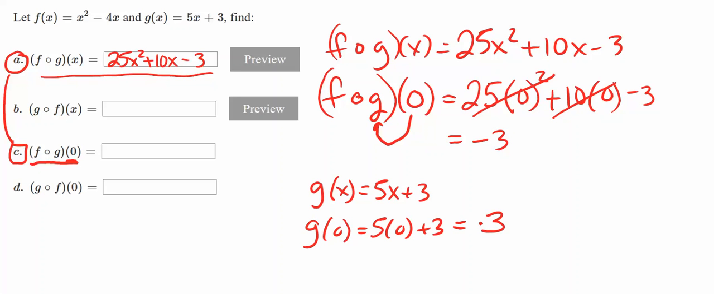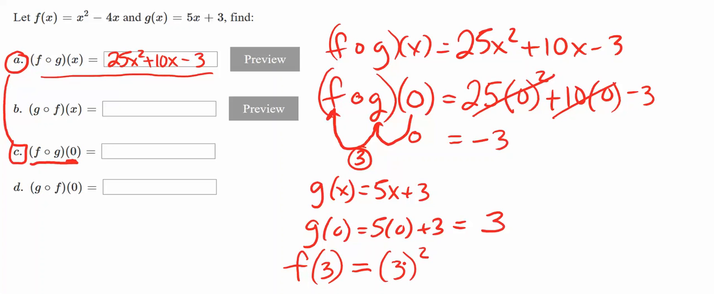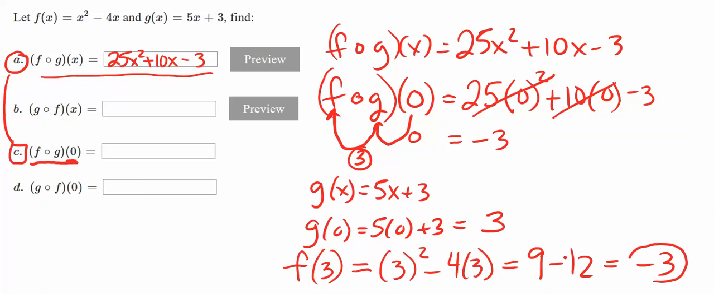We're going to take that answer from g, that 3, and plug it into the f function and see what happens. So now we're going to go f of 3. What happens when we do that? Well, we plug in 3, we square it, and subtract 4 times 3 out of it. Notice 3 times 3 is 9, minus 12, and we get negative 3. So notice those two match.